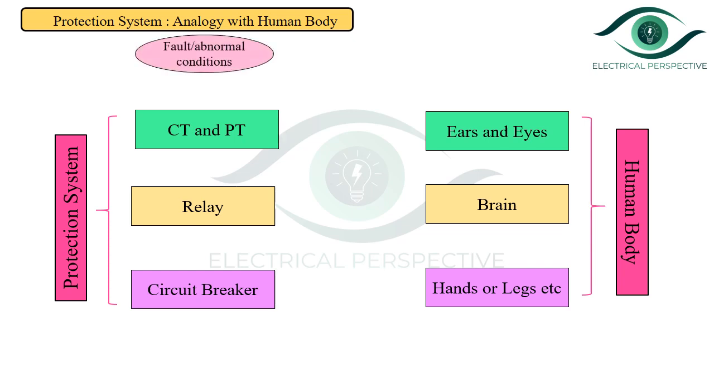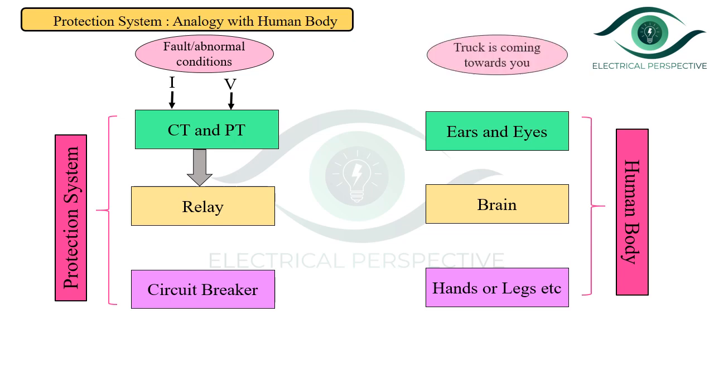Now let us assume that short circuit fault occurs on the transmission line. Then the value of current through the line increases to very high value, or we can say that the value of current and the voltage changes from its normal value. The proportionate value of these quantities will be input to the relay coil. Now let us understand this concept with human body analogy.